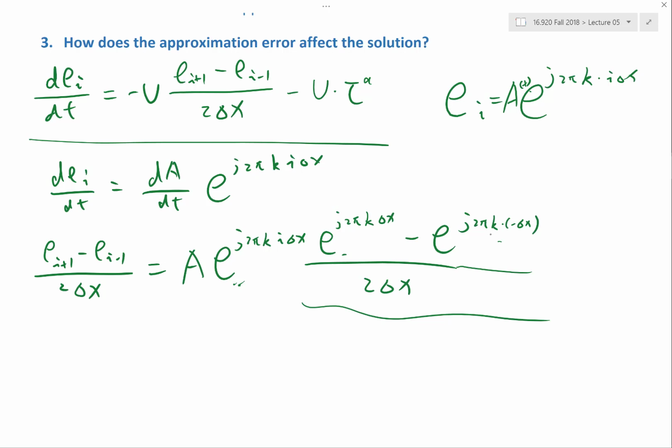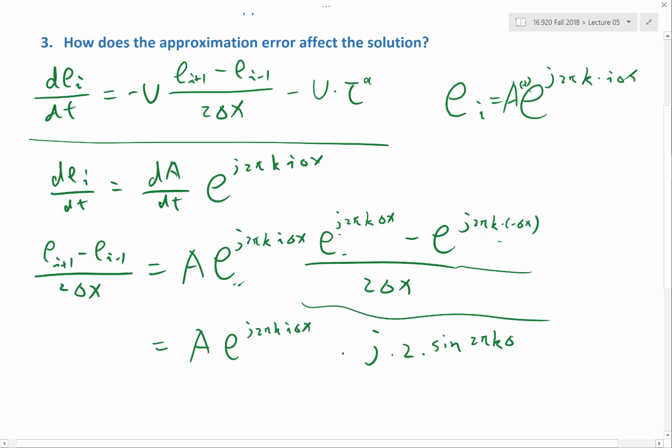And remember, both of them are imaginary, so they have a sine and cosine component. The cosine component is an even function, so they cancel out. The sine component is an odd function, so they add up. If I write them down, it's going to be purely imaginary because the real part cancels out. And we have twice sine of 2 pi k delta x divided by 2 delta x.